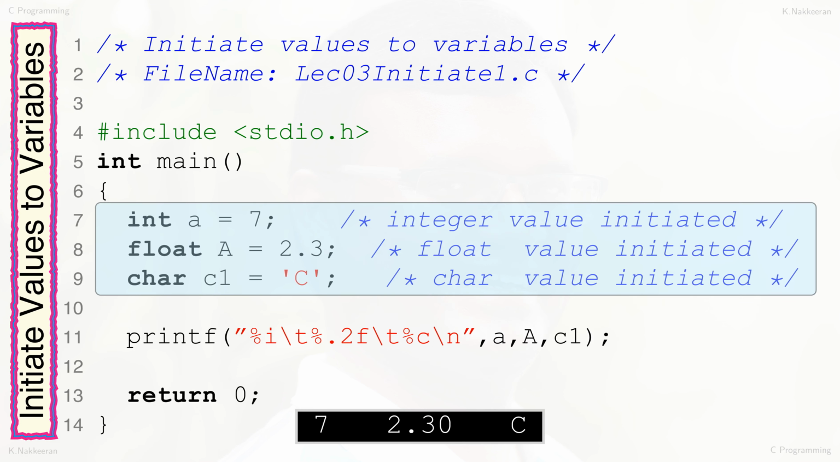In this C program, 3 different types of declared variables are initiated with values in their respective declaration from line 7 to 9. When the values are initiated to the variables, first the requested RAM memory location content will be stored with the respective initiated value.